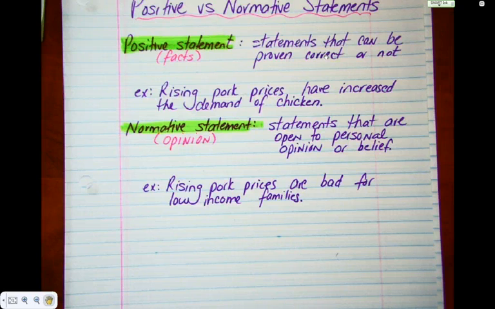Okay, third example. Unemployment rates are higher among less educated workers. Therefore, government should include education and job training programs as a component of benefits for the nation's unemployed. Yeah, it's my opinion of what I think the government should do. There's no fact in that. We can't prove whether they should or they shouldn't. Do you understand the difference between normative and positive?